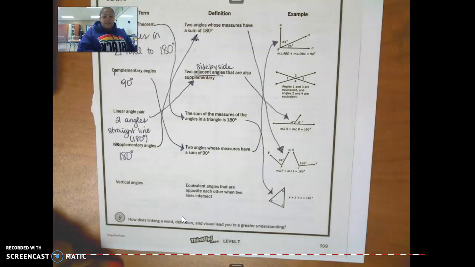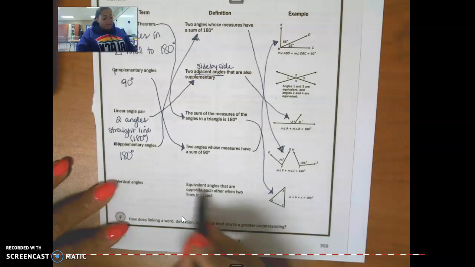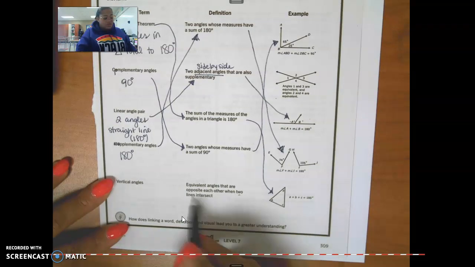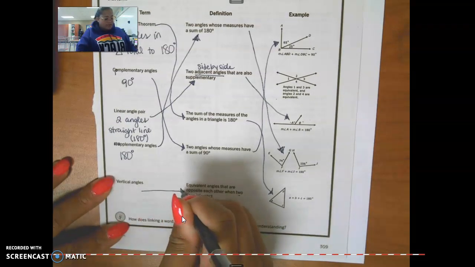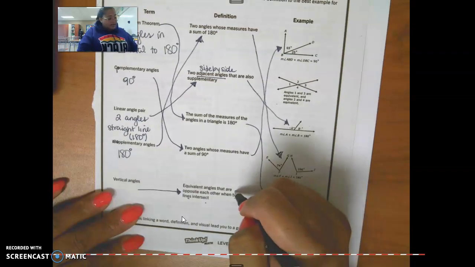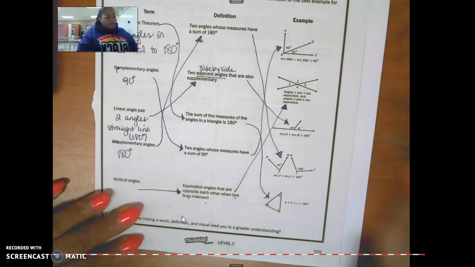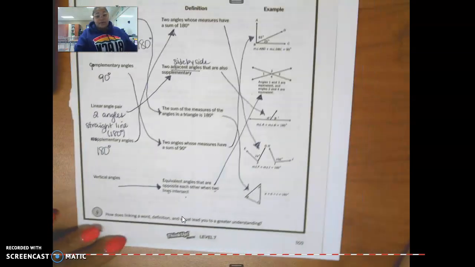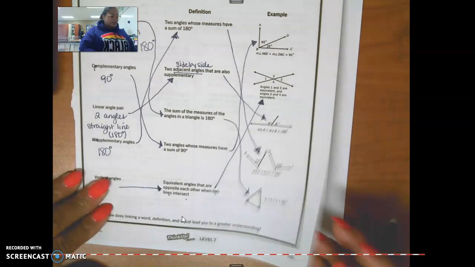And the last one is vertical angles. Those are angles that are equivalent, and they're opposite each other when two lines intersect. So there's the direct definition for that, and that looks like this up here. Look for those in your Skyward assignment because these are very important definitions. All right, so let's go to page 310.